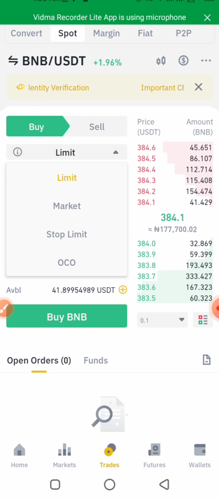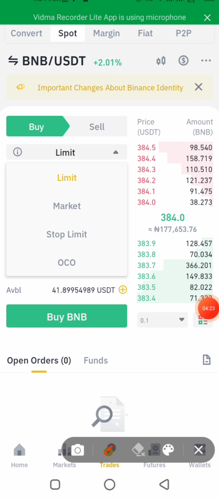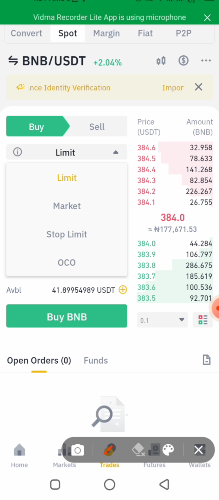Let me first of all explain what a market order is. A market order is an instruction or an order to buy or sell immediately at the market's current price. So if I initiate any order here and select market order, it therefore means I want to buy or sell at the current market price of that very trade that I want to go into. That is what it means.